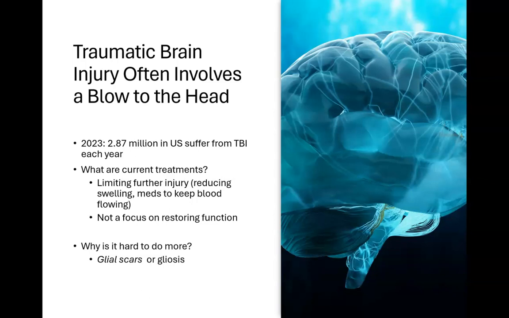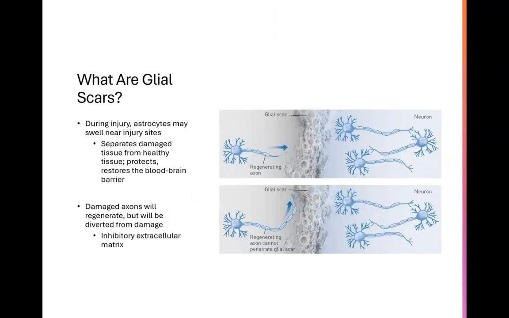Now, why is it so hard for us to do more? Well, that's largely because of glial scars, or what your textbook refers to as gliosis. So what are glial scars? Basically, what's going to happen is that during injury, the astrocytes are going to basically swell near injury sites, and it's basically going to produce this scar tissue. This is also going to help separate healthy tissue from the damaged tissue. It's also going to protect and help restore the blood-brain barrier.